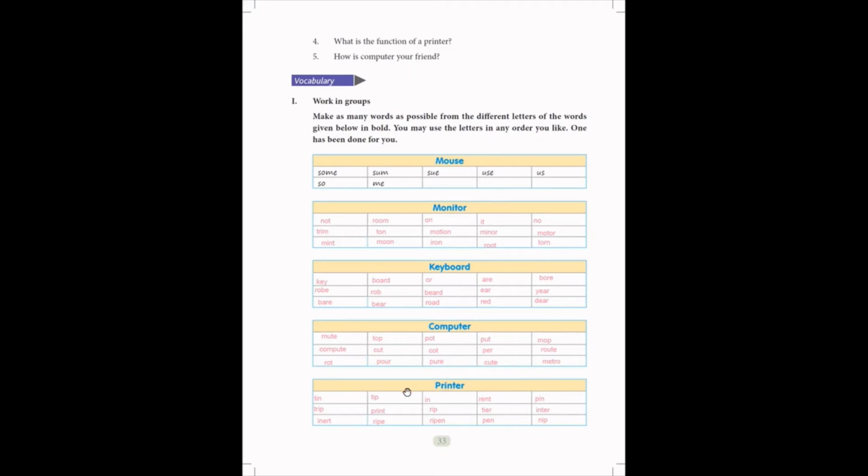All right. I think this is the last one. We have printer. Tin, tip, in, rent, pin, trip, print, rip, tear, enter, inert, ripe, ripen, pen, and rip. Okay, fantastic.